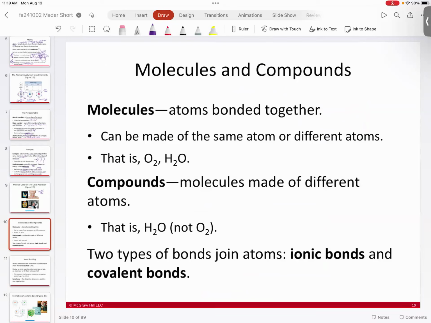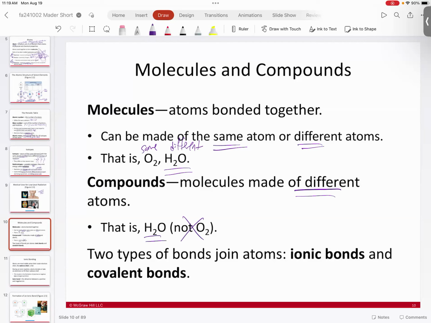Now let's take a look at molecules versus compounds. Essentially, molecules are atoms that are bonded together. For instance, I used the example before in chapter 1 of H2O. Also, 2 atoms of oxygen that are bound together is also a molecule. They can be either the same or different. For instance, oxygen is the same and water is different. Now, typically compounds are only made of different atoms. So for instance, oxygen would not be a compound, but it is a molecule. And water is a compound.